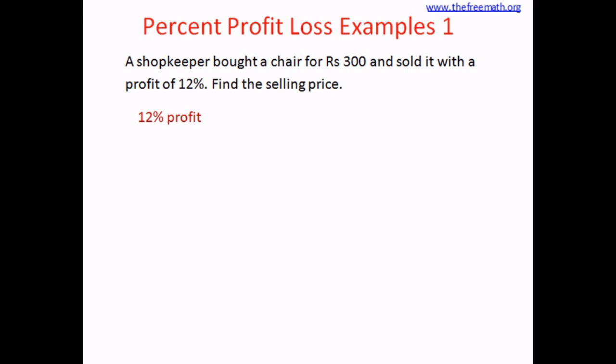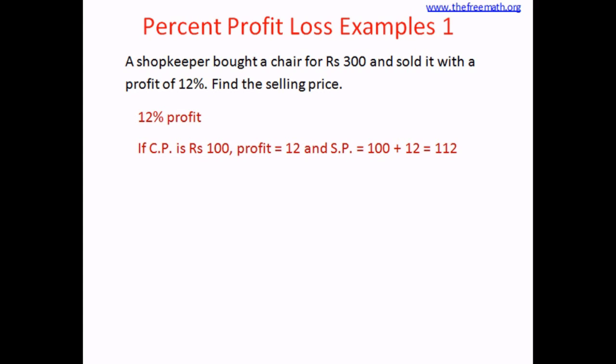12% means the profit is 12 rupees for every 100 rupees. That means for every 100 rupees of cost price, the profit will be 12 rupees. So let's write it down. If CP is 100 rupees, profit equals 12. And if profit equals 12, then SP, that means selling price, will be 100 plus 12, that is 112. That means if the cost price is 100, the selling price will be 112.